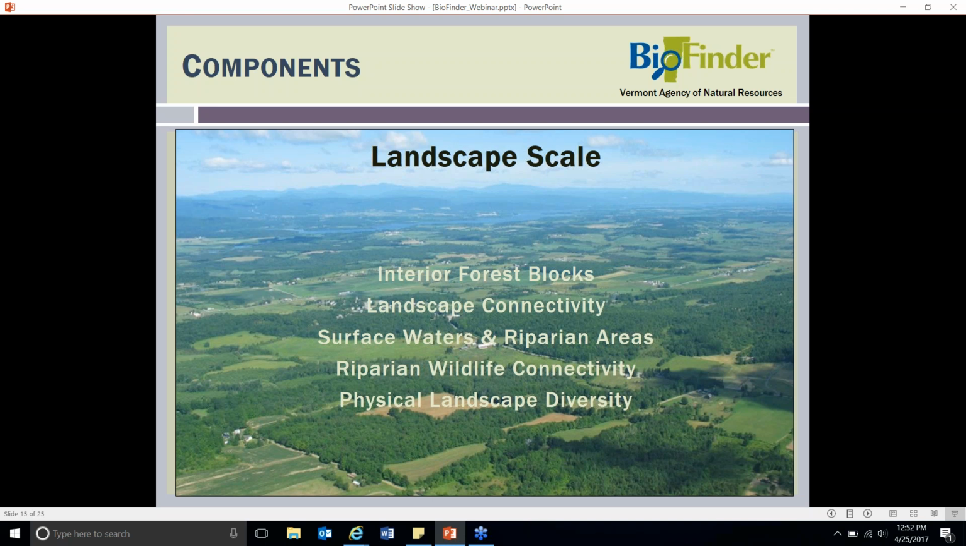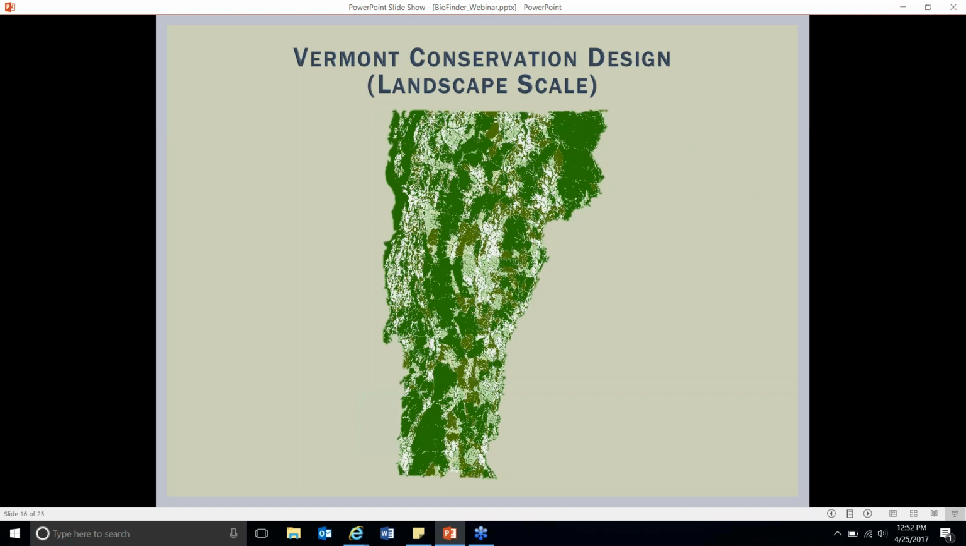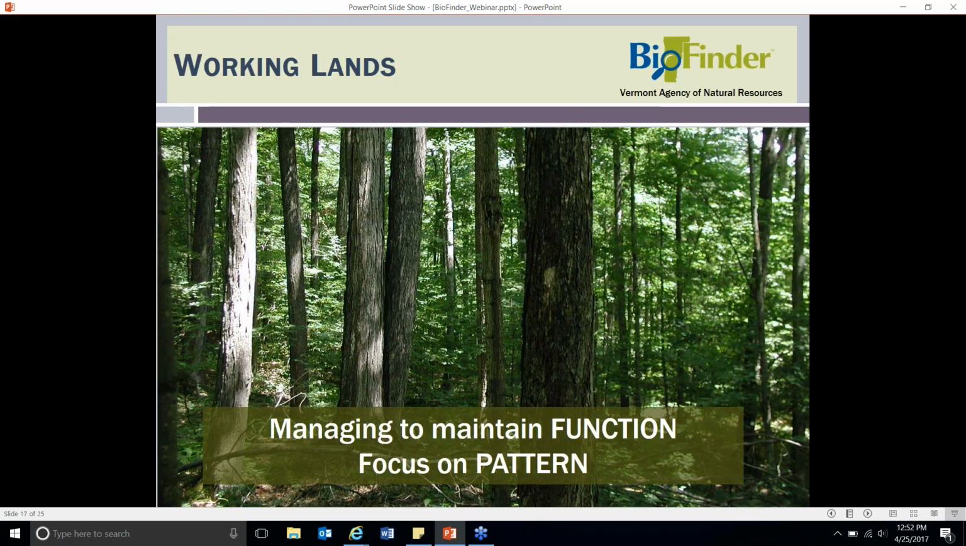So you can imagine looking at these features from an airplane looking down on the landscape. They're very general. Altogether, they make this map of the state, which is 68% of the state. This is a lot of land area. But like I said, the important message with these landscape scale features is to really focus on the pattern. If we can maintain that pattern, then things can move around and still have the space they need.